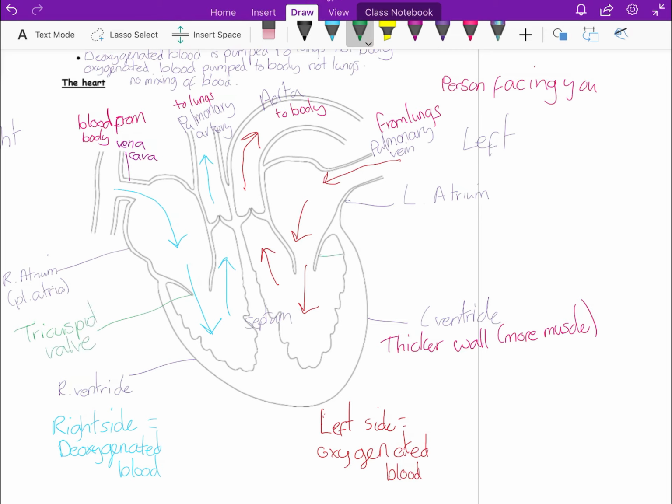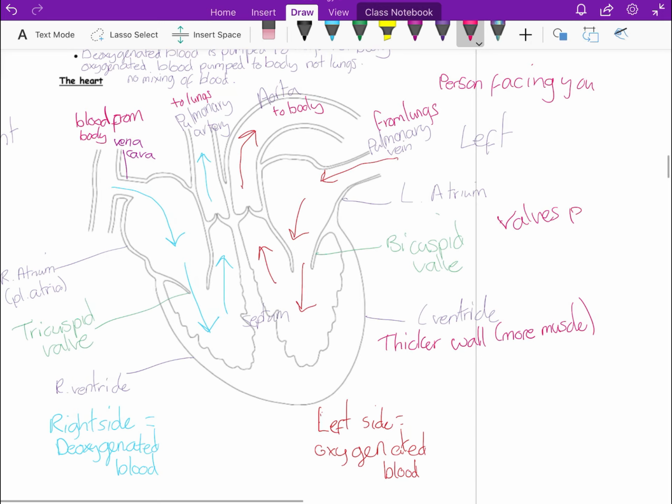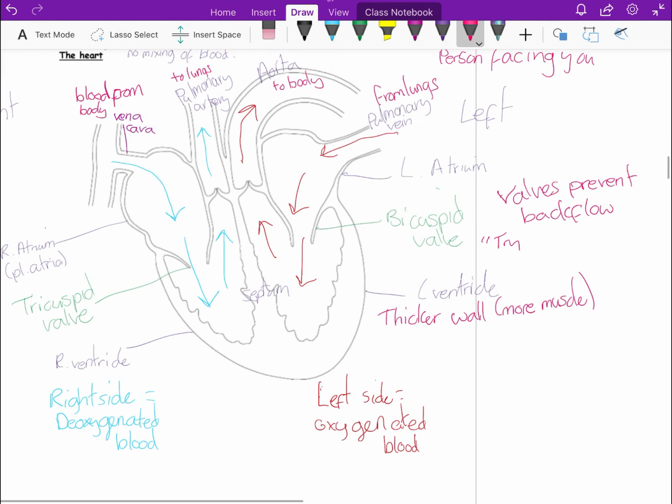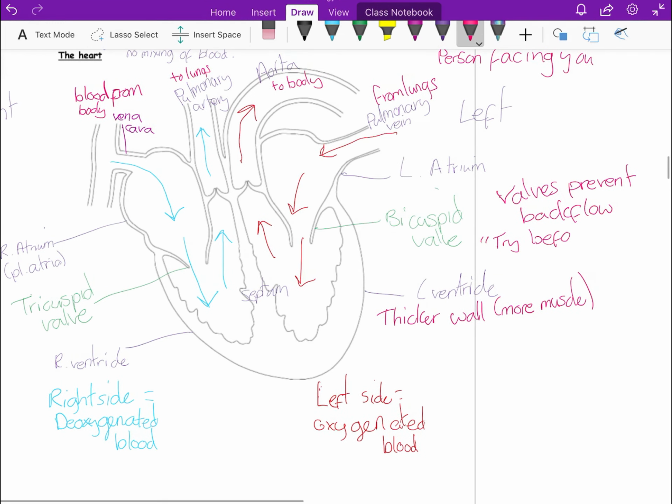Now, importantly, between the atria and the ventricles, and also between the ventricles and the arteries, there are valves. Now, valves have a really vital role in that they prevent backflow of blood. So we've got two named valves here, the tricuspid valve, which is between the right atrium and the right ventricle, and the bicuspid valve, which is between the left atrium and the left ventricle. Now, both of these valves are responsible for preventing backflow of blood from the ventricles back into the atria.